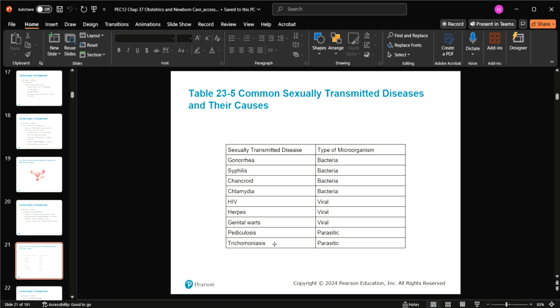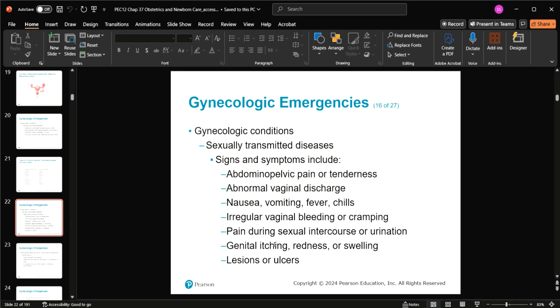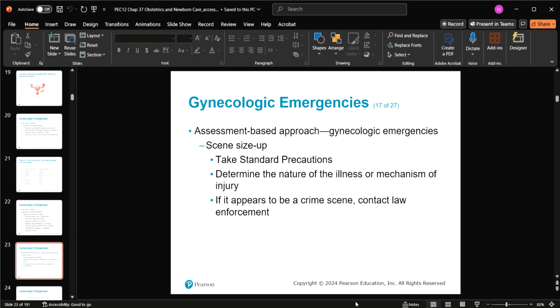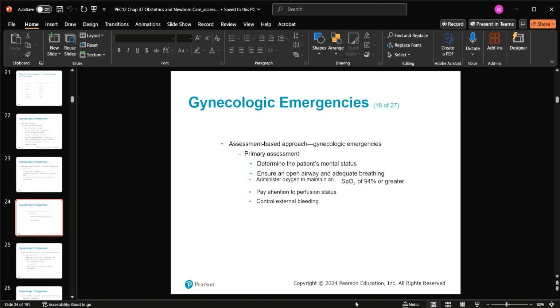Probably the most common of the parasitic STDs is trichomoniasis. Now, this is not a catch-all, because you may have some of these signs or none of these signs, and sometimes STDs go without any signs or symptoms, but they can cause fertility problems in both men and women. Always get your BSI on, depending on what's going on, and especially if there's a possibility of impending birth, and we're going to talk about that in a little bit.